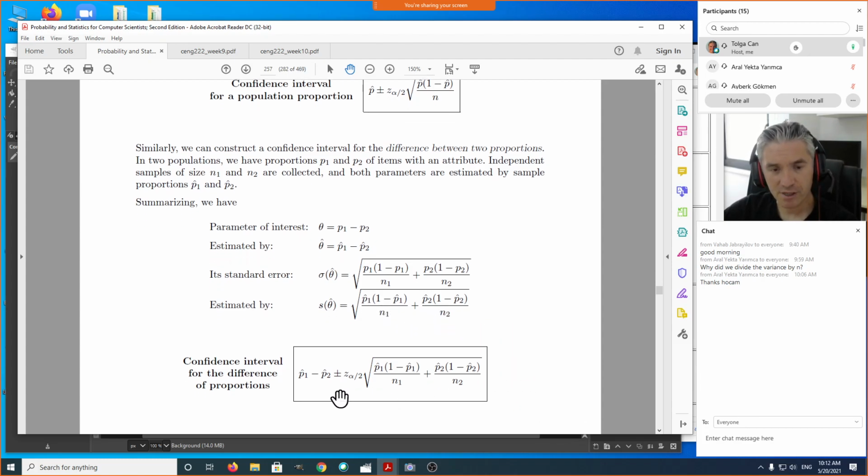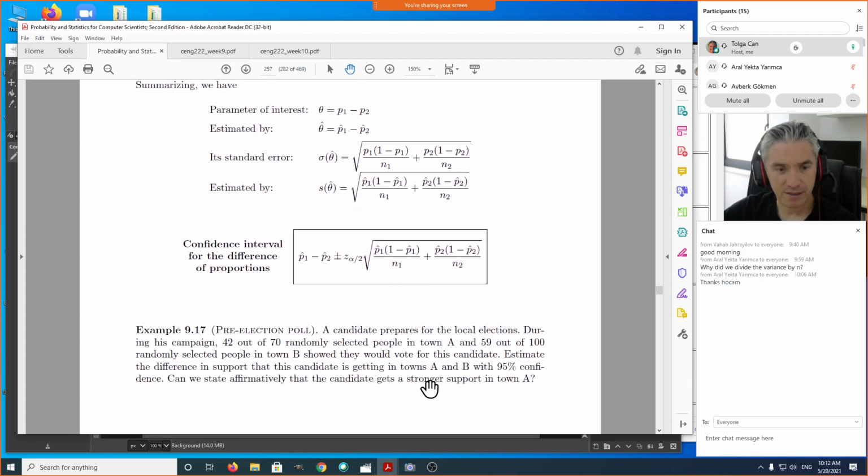So this is the difference between two populations. This is the variance of that individual proportion, and this is the variance of the other proportion. You add the variances, and its square root gives you the standard error of your estimate, which is the difference between these proportions. So let's look at these examples.